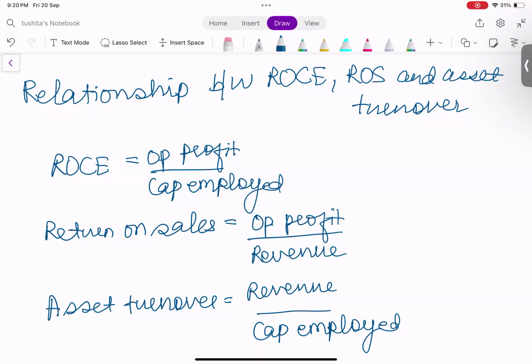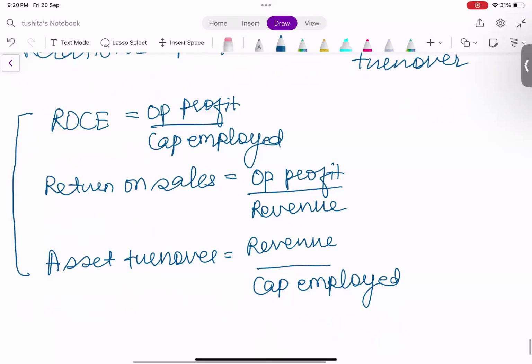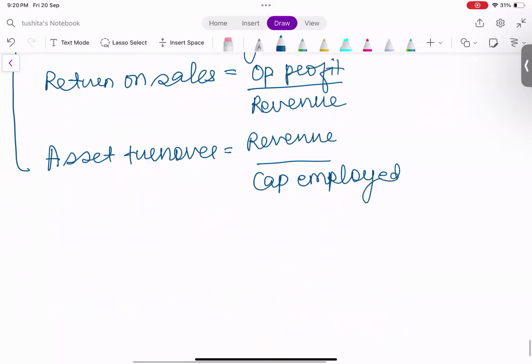Now comes the time to learn about the relationship between return on capital employed, return on sales, and asset turnover. These are all formulae you've learned in the previous videos about the profitability ratios and the activity ratios. Here, this is the formula for return on sales, and this is the formula for asset turnover, which you would have written.